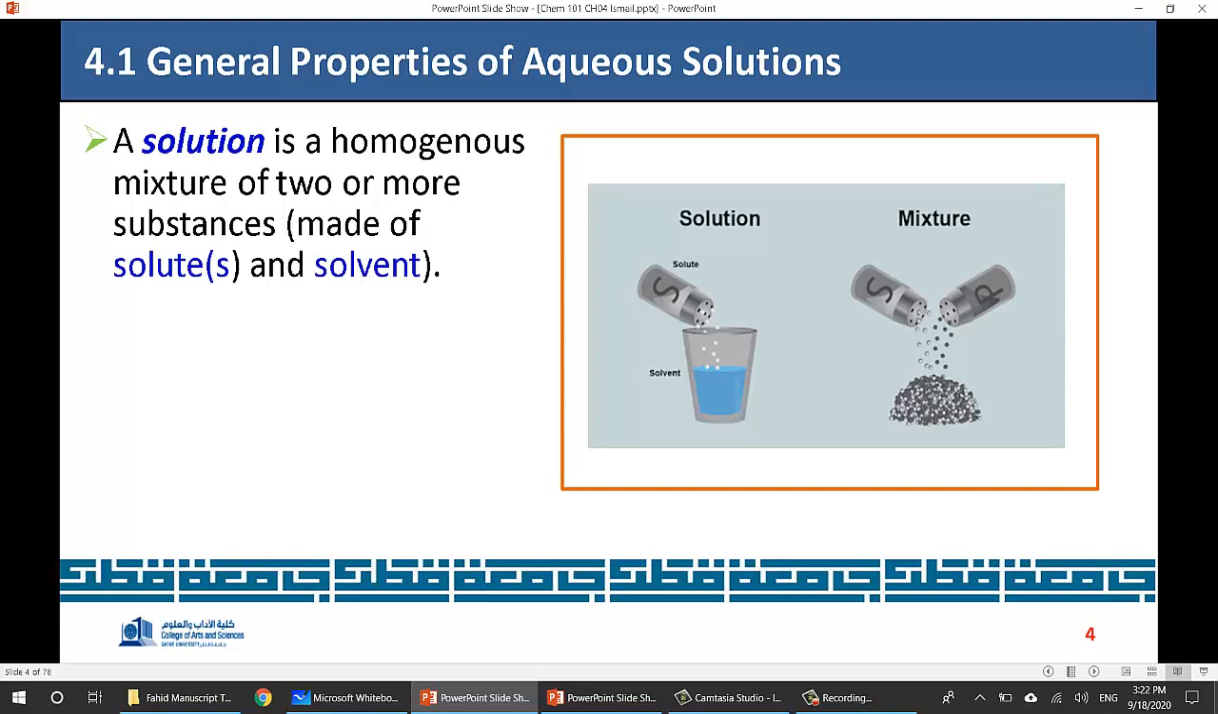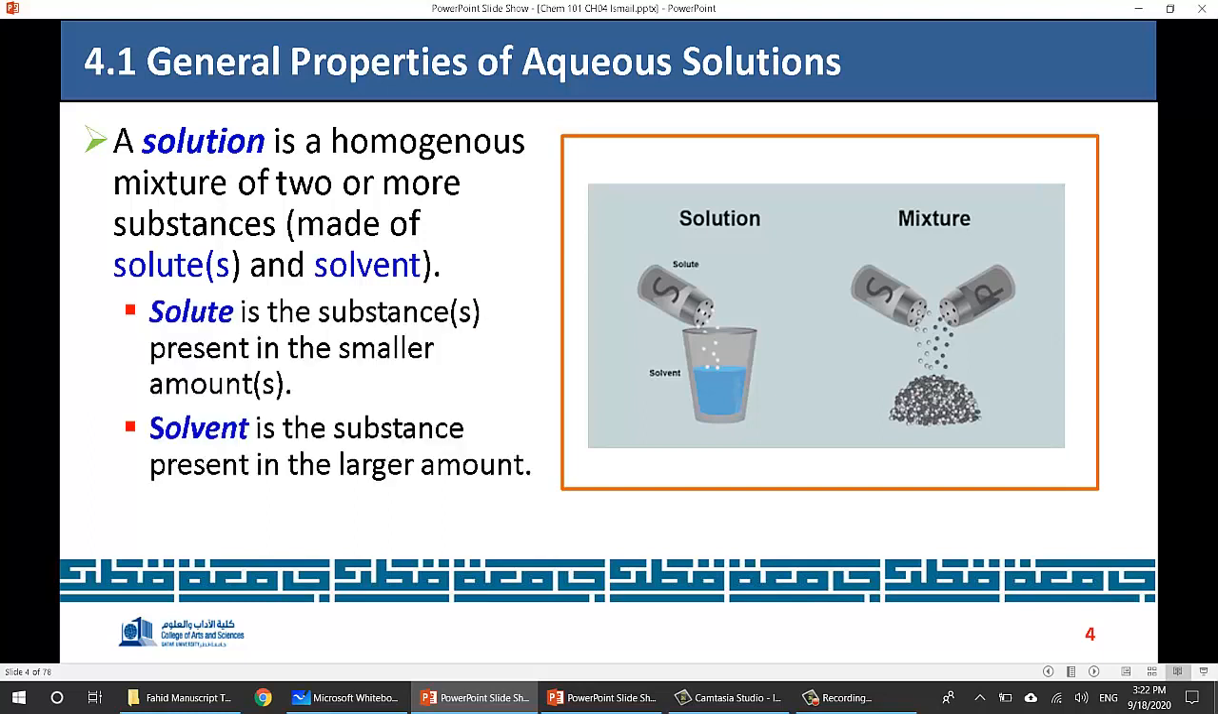But when you mix, let's say, sand and water, the sand won't dissolve in water, and that will make a mixture. The solute is the substance present in a smaller amount, and the solvent is the substance present in a larger amount. It is important to understand that water is not always the solvent. If I take 80 ml of water and add 20 ml of ethanol, water in that case will be the solvent. But if I reverse this and take 80 ml of ethanol and add 20 ml of water, in that case the solvent is the ethanol.